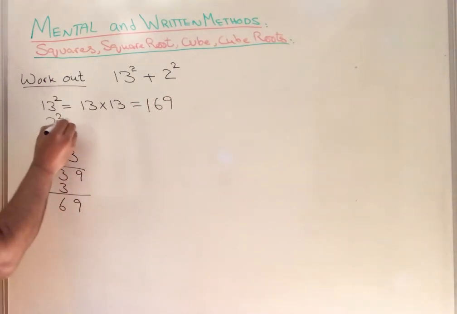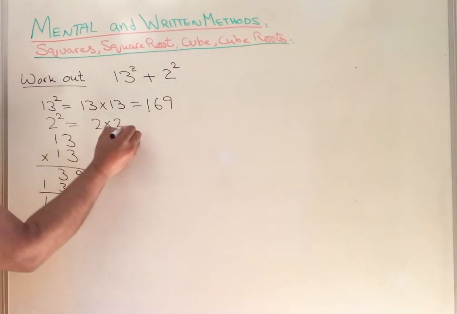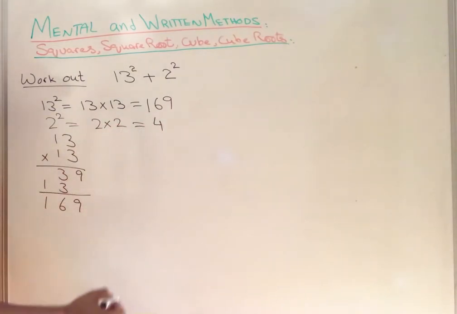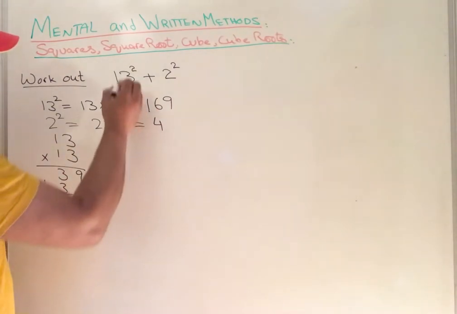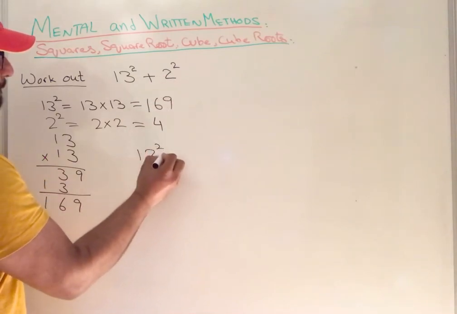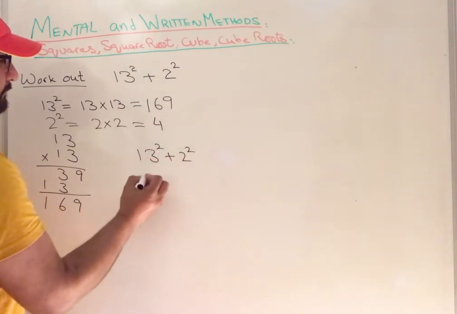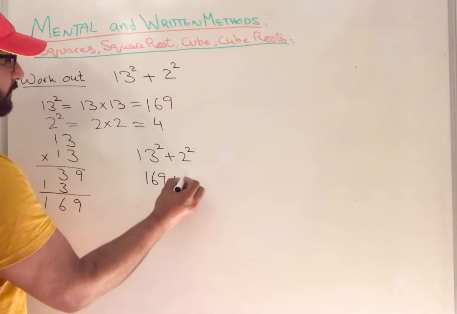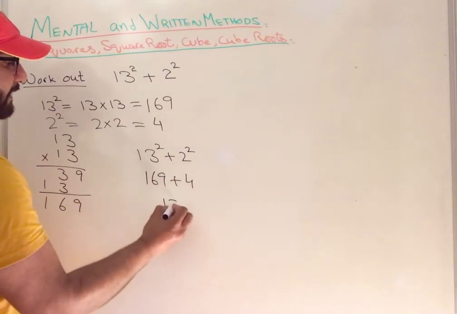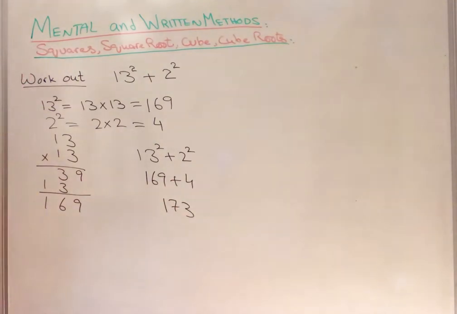What does 2 squared mean? 2 times 2, which is 4. So now we have to put these values in here. 169 add 4. When you add, that becomes 173. This is our answer.